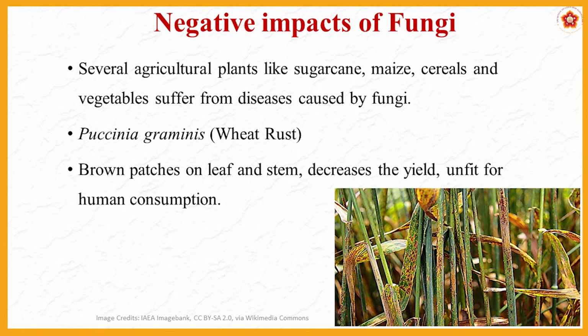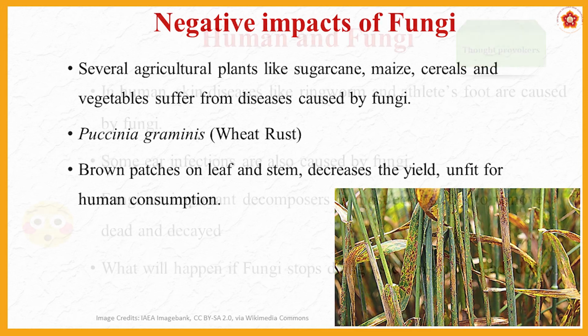The negative impacts of fungi. Fungi affect a lot of plants like sugarcane, maize, cereals, even vegetables. So they reduce the yield especially. Then there's wheat rust, which is Puccinia graminis, which forms brown patches on the leaves and stems and also decreases the yield and makes it unfit for human consumption. Thus, fungi, by affecting the plants in this way, impact the economic growth that comes from agricultural yield.